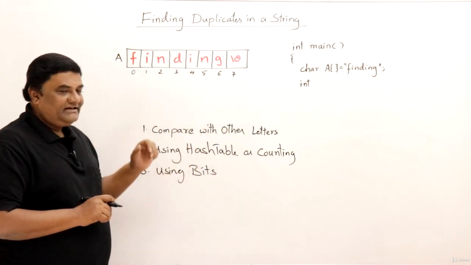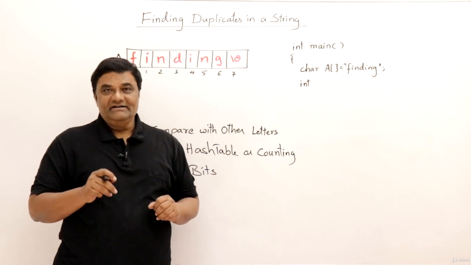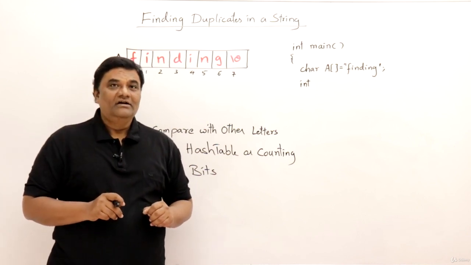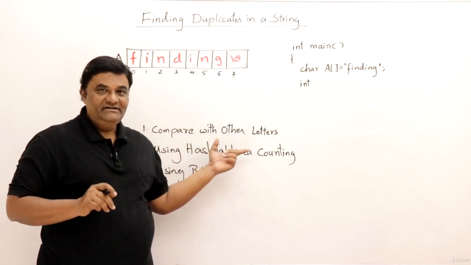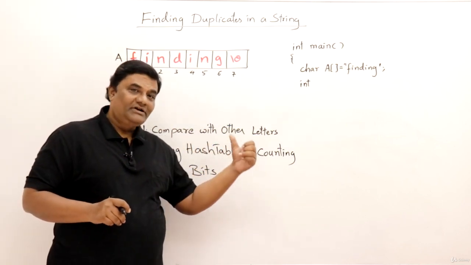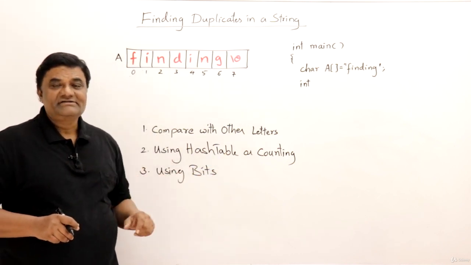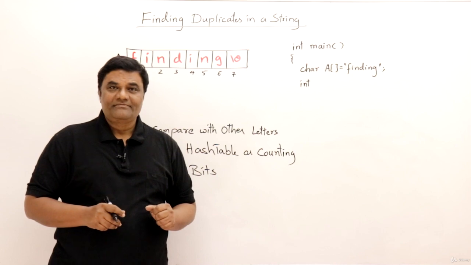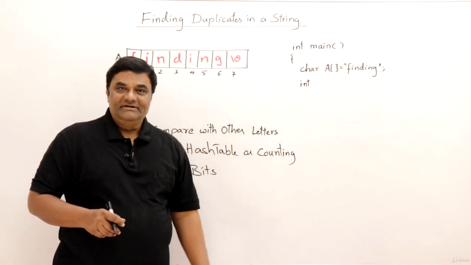So I will not explain you in detail. You can refer back to the video finding duplicate elements in an array of integers. Then the second method is also similar to the one we have already seen, but there is a little change here, so I will explain this one. Then the third one is the new one, that is using bits, that I will cover in the next video. So let us start with the first method, comparing with other elements.